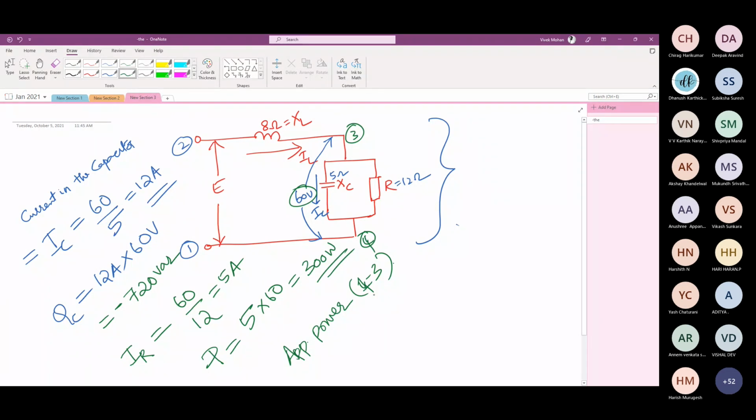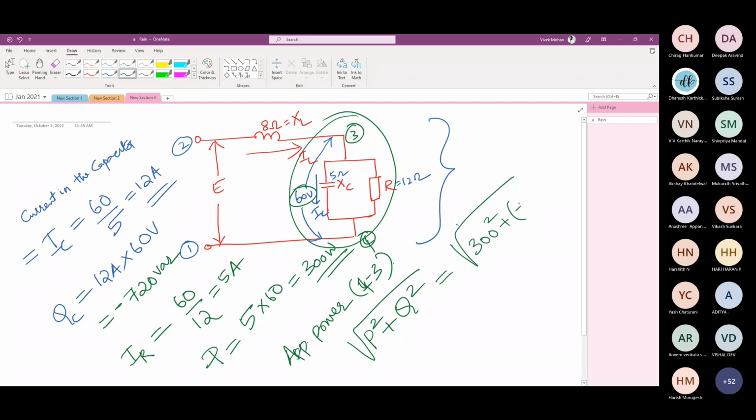How will you calculate the apparent power now? Root of P squared plus Q squared. But here I have not considered the reactance because I am going to find the apparent power this side only. So root of P squared plus Q squared equal to root of 300 squared plus, I am writing here, minus 720 squared. What is the value? Anybody? What is the value? 780. What is the unit? Volt ampere, VA. So I am writing here VA.